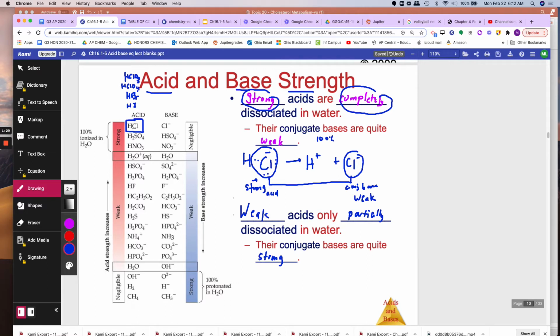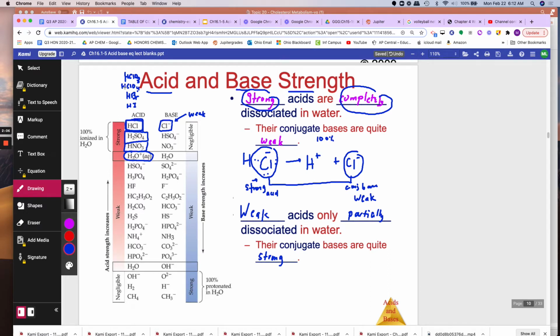On this table it says that HCl is a strong acid. On the side, it is 100% ionized in water, which means this base is very, very weak. On this table, HCl is the strongest acid and Cl minus is the weakest base. As you can see, H2SO4 is also a strong acid, and HNO3. And as you can see, relative to the hydronium ion, all the acids above the hydronium ion are strong acids.